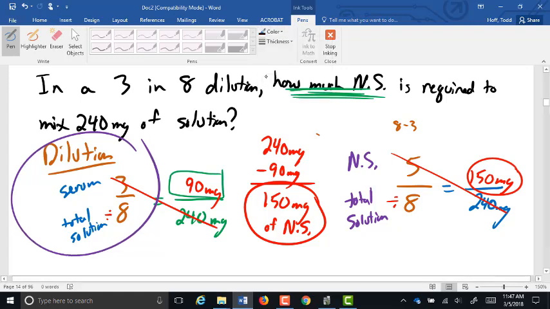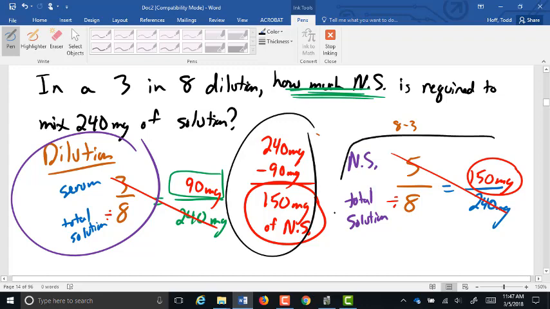Now, sometimes that works like that, where we can just use the dilution ratio and subtract like this. Sometimes we will have to do the conversion to that ratio of saline to total. And we'll look at that as we go through more examples here.